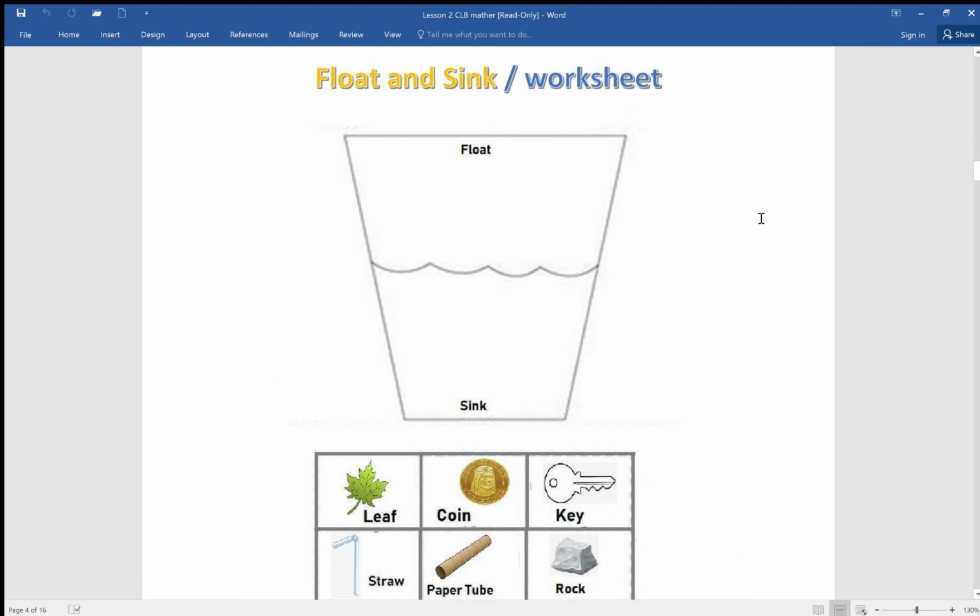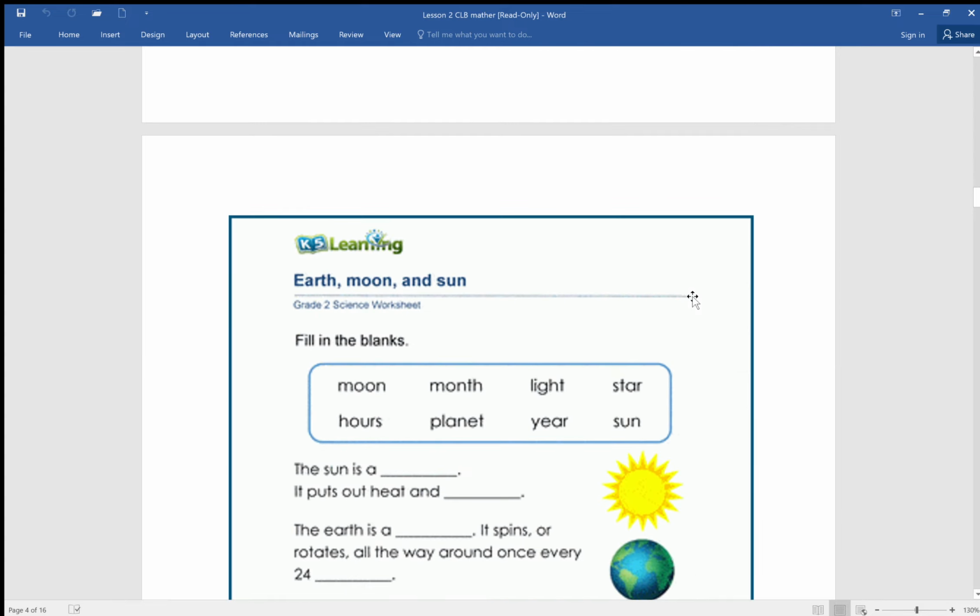Well, I think everybody here is finished. What happens to the leaf? That's right, it floats. What about the paper tube? Yeah, it floats. What about that plastic straw you see every day? It also floats. And what about the rest? Does it float or does it sink? Yes, you're correct. It sinks. Anyways, let's go.